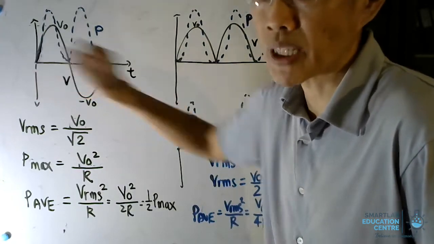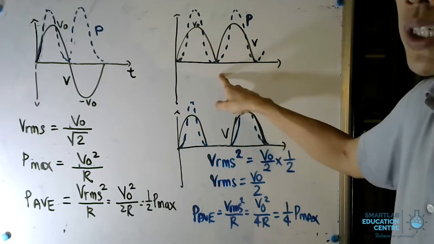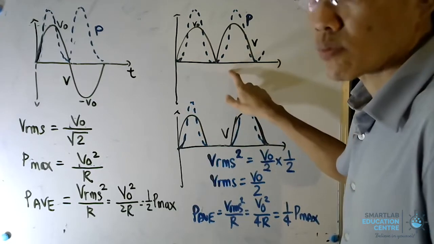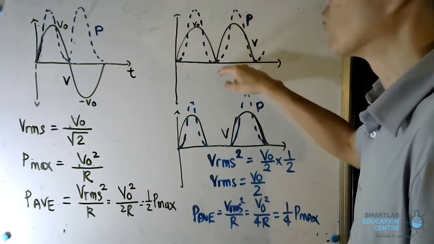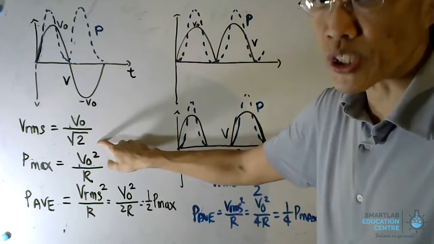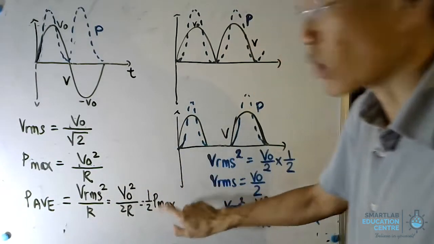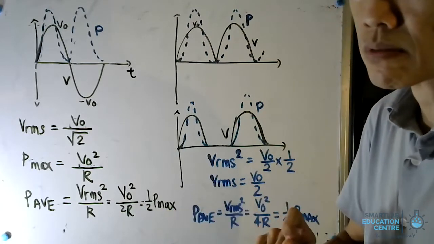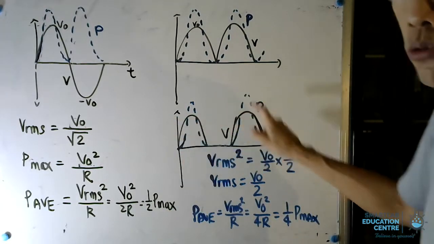And you will then divide by the period. You will find that if you do likewise to calculate the root mean square voltage for this fully rectified wave, you will realize that the area under the voltage square graph is exactly the same as this, and hence the root mean square voltage is the same. And if the root mean square voltage is the same, the P average will also end up to be half that of your Pmax. However, let us now take a look at a half rectified wave.